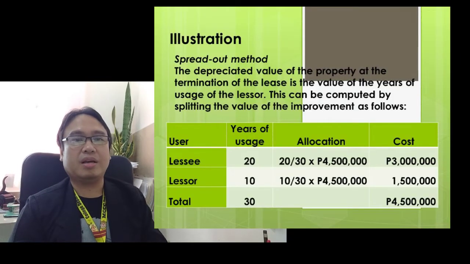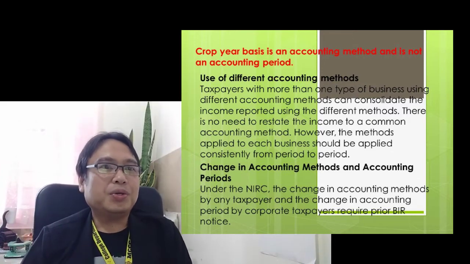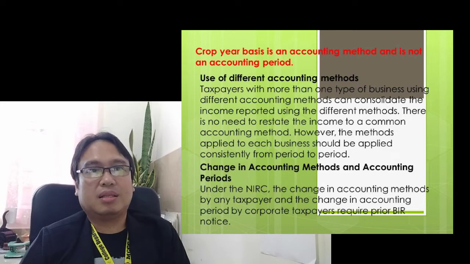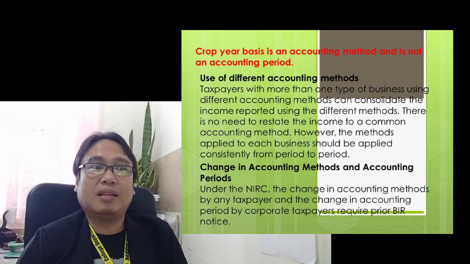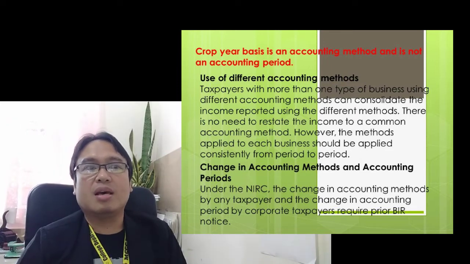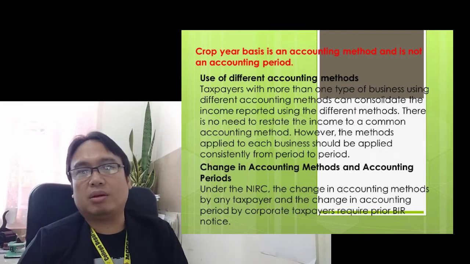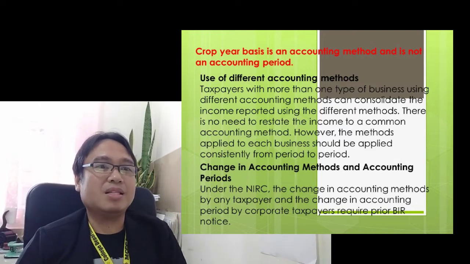Another illustration is shown on your screen. Use of different accounting methods. A taxpayer with more than one type of business using different accounting methods can consolidate and report the income using the different methods. There is no need to restate the income to a common accounting method. However, the methods applied to each business should be applied consistently from period to period.